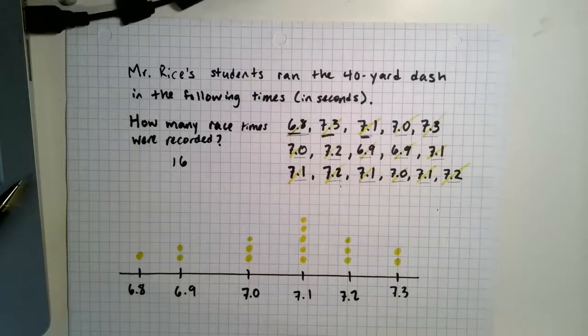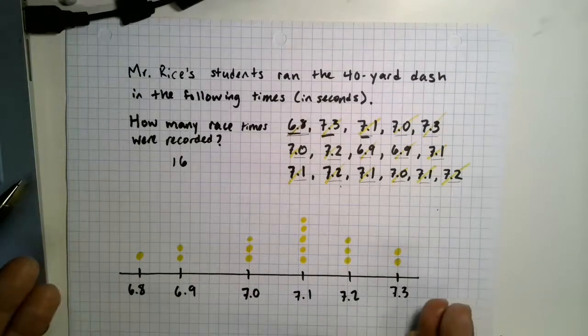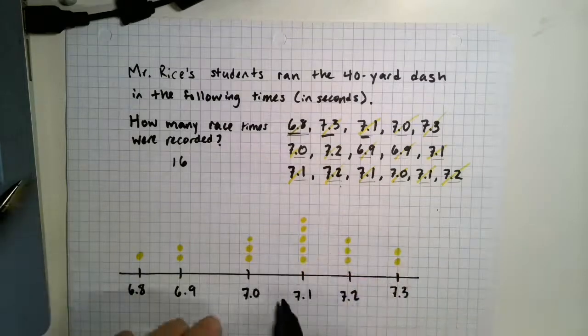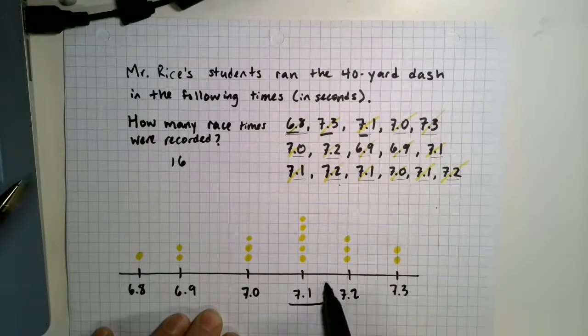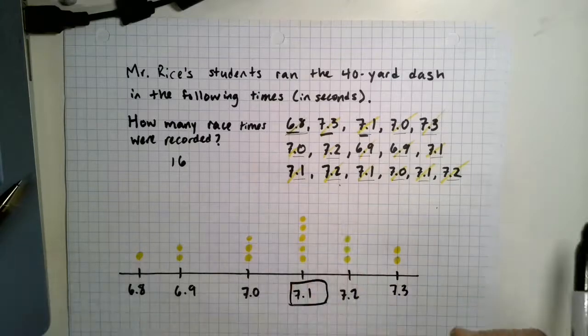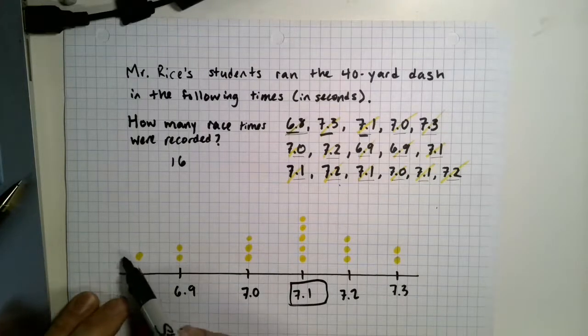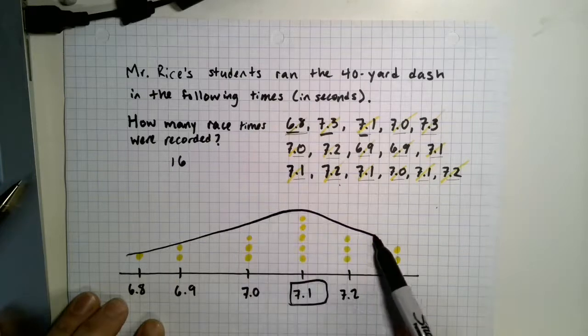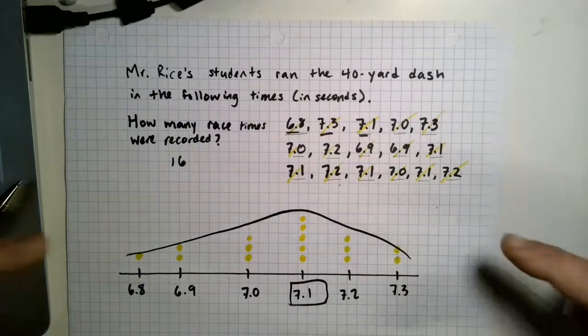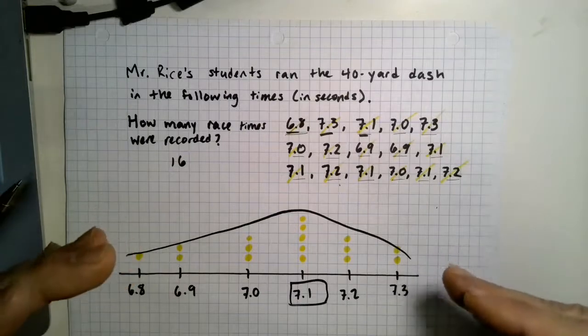Okay, so now I got all this put down here, and I have my data laid out here, and now I'm asked the question, which time is most frequent? Like, which piece of data has the most entries or occurs most often? And that's obvious at 7.1, because if you did it correctly and you make sure that you're putting your dots evenly spaced, you can tell from a graph. Also, it creates a little bit of a curve. So most of the data falls underneath this curve right here.